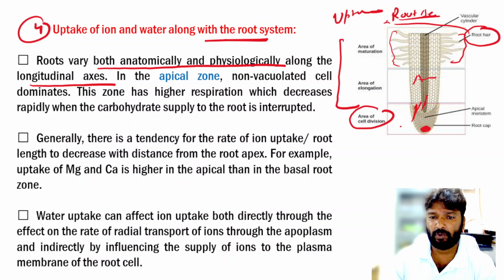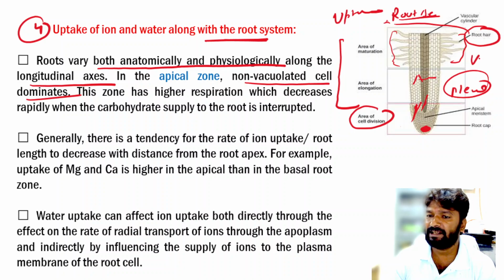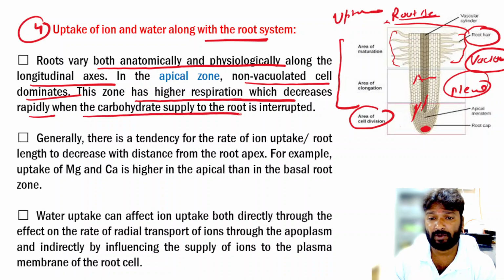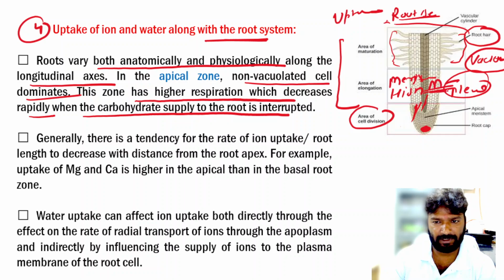So in the apical zone, the non-vacuolated cells dominate, meaning they are new cells. So there are small or no vacuoles in the meristematic cells. These zones have higher respiration, which decreases rapidly when the carbohydrate supply to the root is impacted. Okay, so they are mainly meristematic cells, which are represented by high metabolic or respiratory activity. If less carbohydrate is supplied to the root, this process is inhibited.